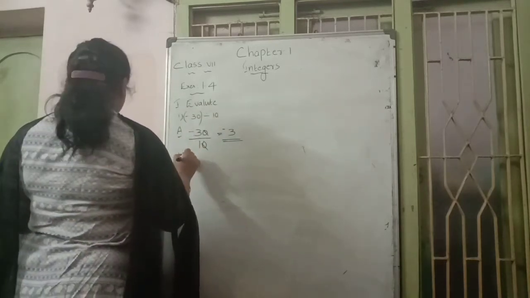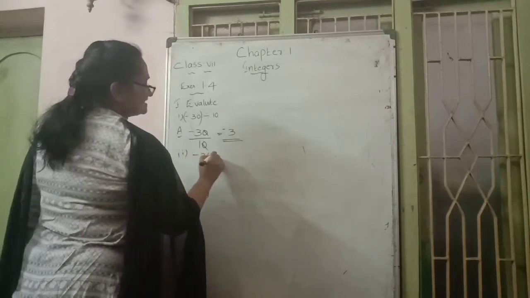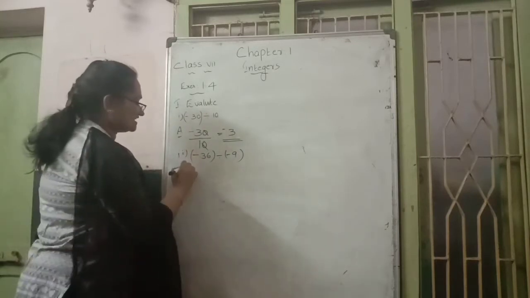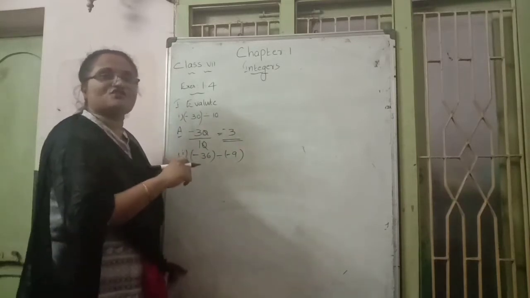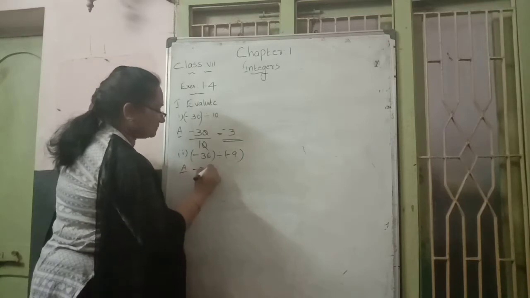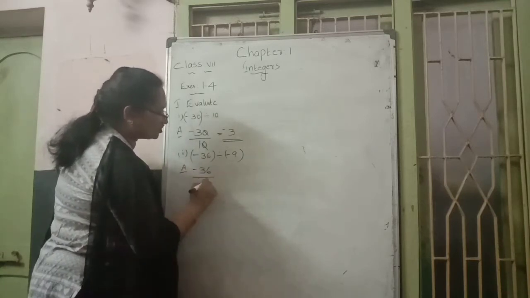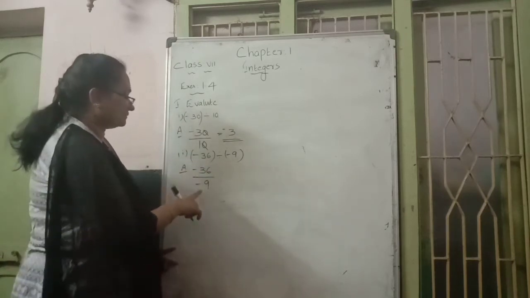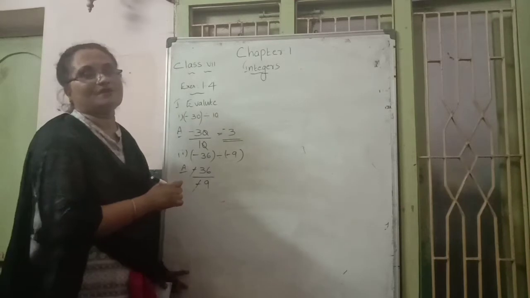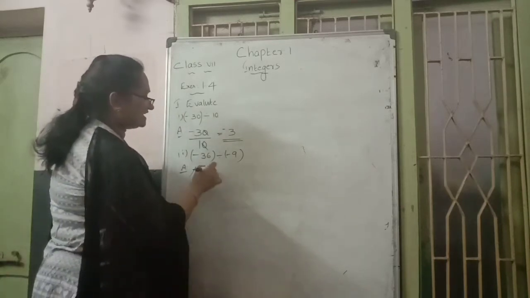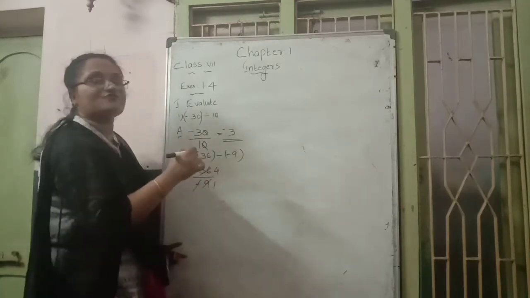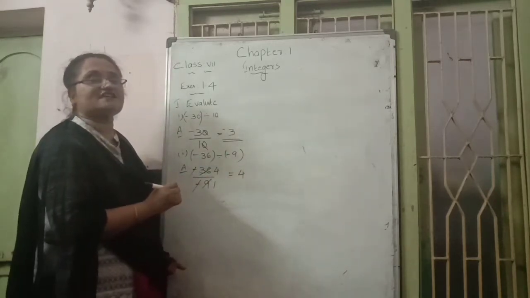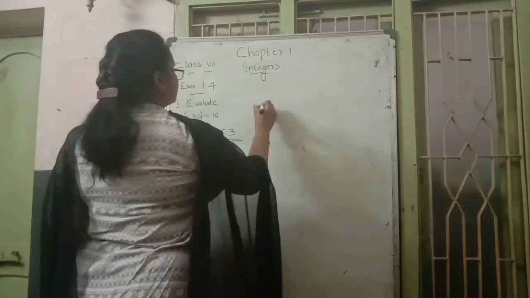One more question, the second question: minus 36 divided by minus 9. How do we divide this? Write it in fraction form, which is easy for cancellation. The first number is minus 36, divided by minus 9 in the denominator, the divisor. Minus divided by minus changes to plus. In the 9 table, 9 times 4 is 36, so 4 is the answer.